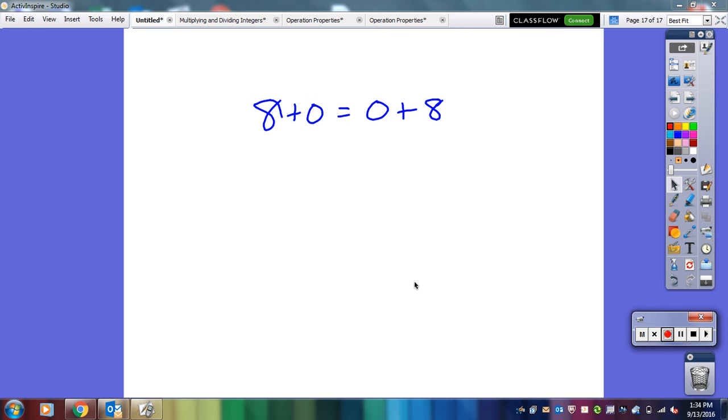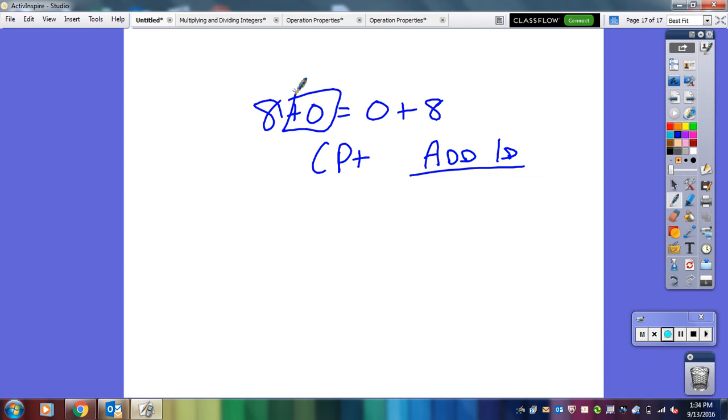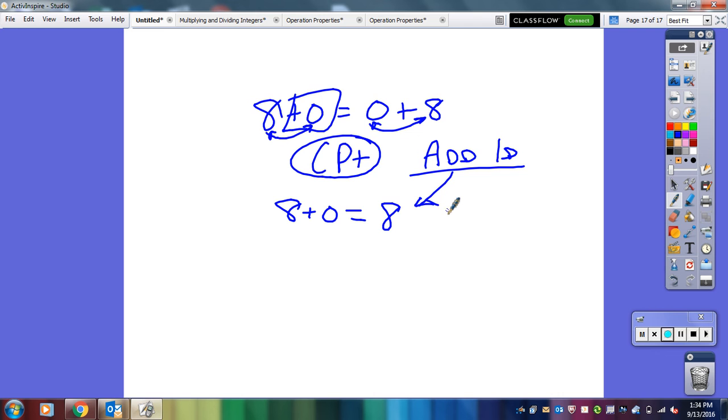The two guesses I wanted to hear, we just heard them in class, were the commutative property of addition and the additive identity. I wanted you to think it was the additive identity because you think, oh, plus 0. That's the additive identity. But this is an example of the commutative property of addition because I'm switching the order. In order for it to be the additive identity, it would have been 8 plus 0 equals 8. Just 8. That's the additive identity, where you stay the same. Let's do another example.